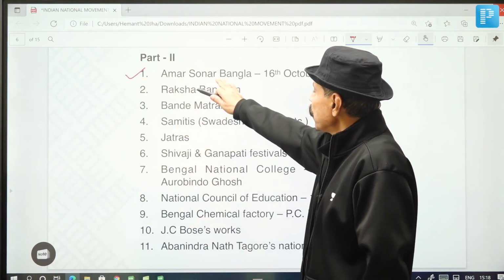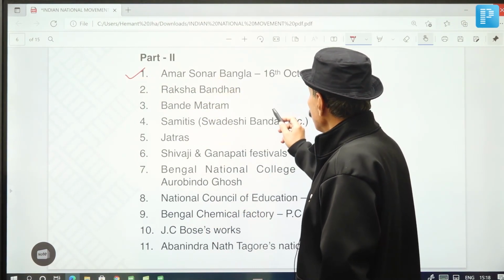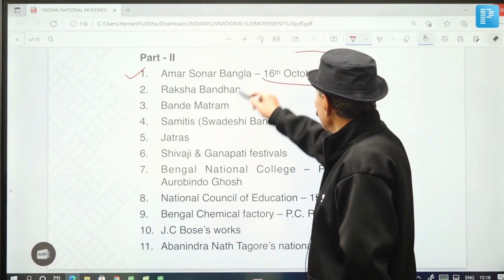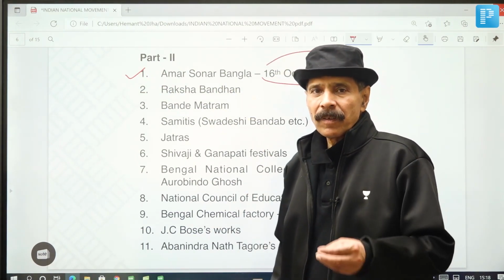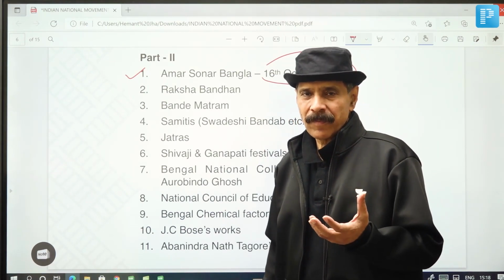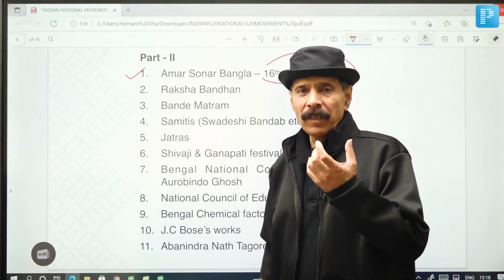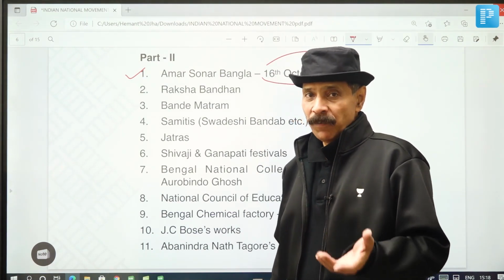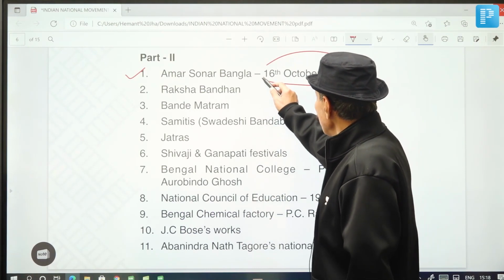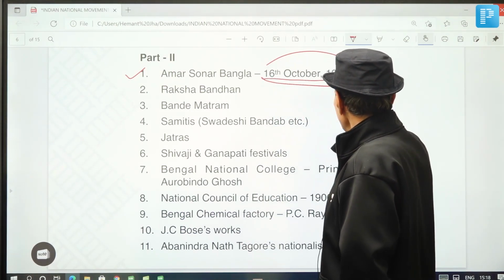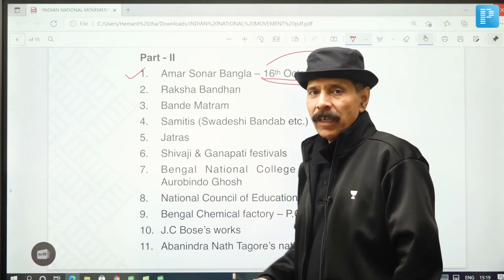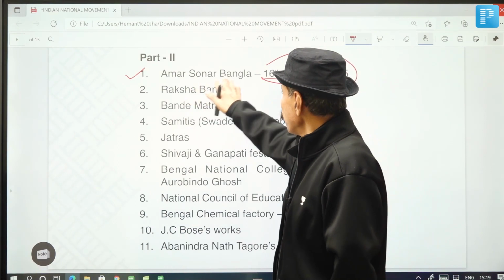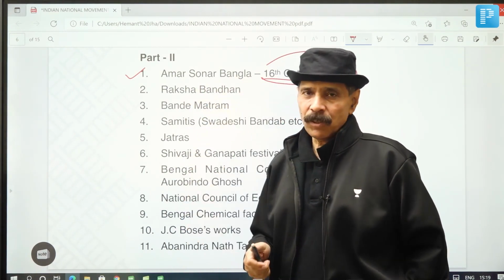This was written by Rabindranath Tagore for the purpose of mourning the partition of Bengal, the day it came into effect. The partition of Bengal came into effect on 16th October 1905. This was celebrated as a day of mourning. And for this purpose, Amar Sonar Bangla was written by Rabindranath Tagore.